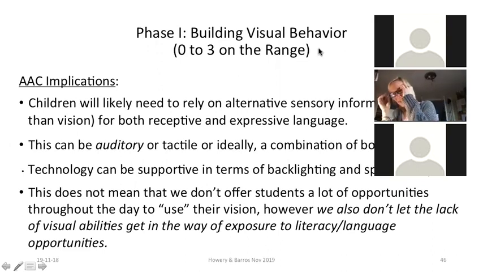I'll do it. So the AAC implications of that are that they'll probably need to rely on alternative sensory information. Mostly that will be, I would suggest, at this point, auditory. And we're going a little bit in sequence, but we also need to know about what these kids hear. But for many of the kids in this group, they are going to be able to process auditory information better than visual information.